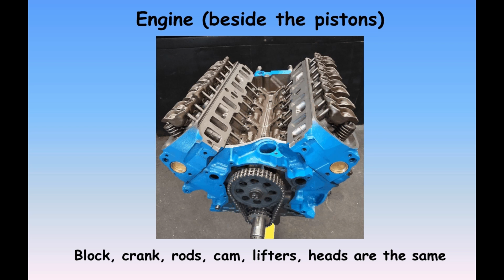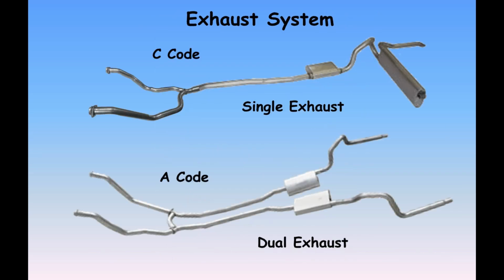The camshaft, which I originally thought was different between the two, is the same. The block is the same. The crankshaft is the same. Heads are the same. Valve train is the same. So it is basically the same engine, and all you're doing is bolting on the intake manifold and the carburetor, plus the different pistons. And then the exhaust system itself is different.